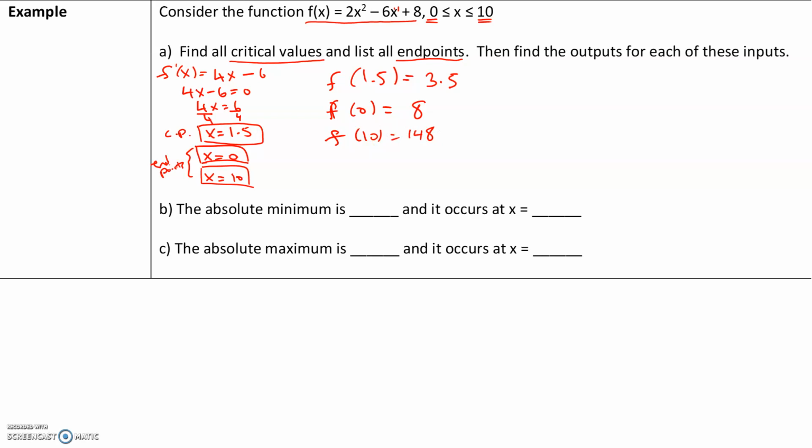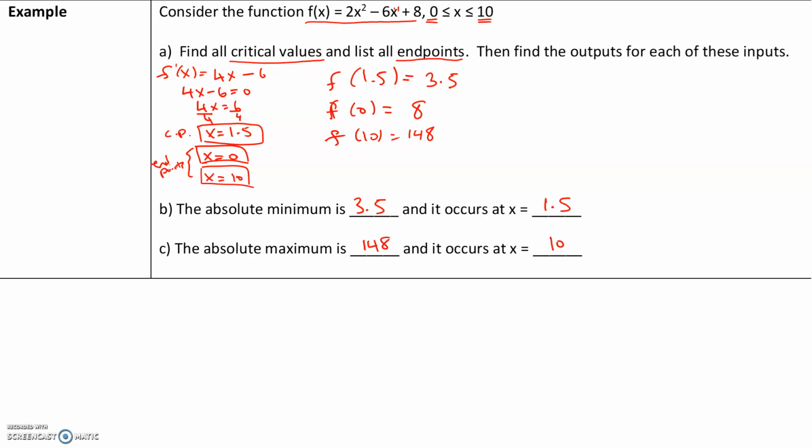Now, out of these, we want to find out the absolute minimum, which is the smallest point on this interval. So this interval contains 0 and 10. Those are our endpoints, and the critical point. Those are the only places where the absolute maximum or absolute minimum can occur. So the absolute minimum is 3.5, and it occurs at x equals 1.5. The absolute maximum is 148, and it occurs at x equals 10.